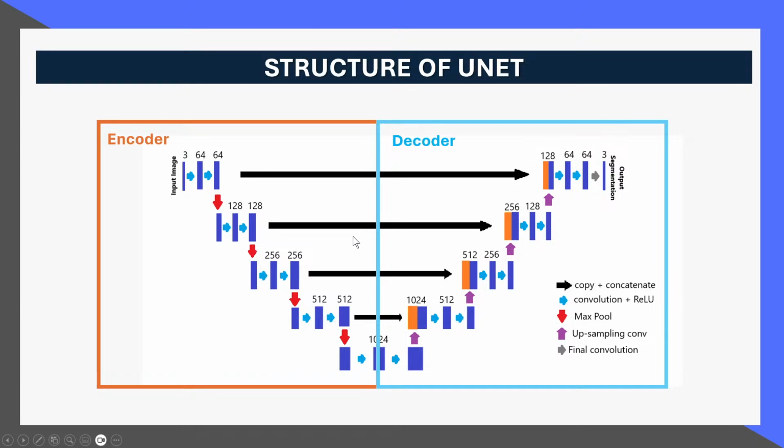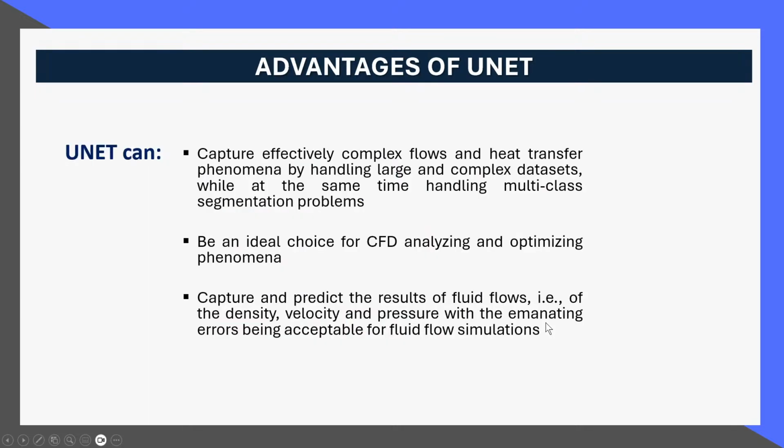Here is the structure of the UNet. We can see on the left the encoder and the decoder, and here we can see the various layers. We can see here the channels slowly increasing from 3 to 64 to 128, 256, and 512 in the encoder. And then, in the decoder, we decrease the number of channels from 1024 to 512 to 256, 128, 64, and 3. And here we can see the various operations such as copy and concatenate, convolution plus ReLU, max pool, upsampling, convolution, and final convolution.